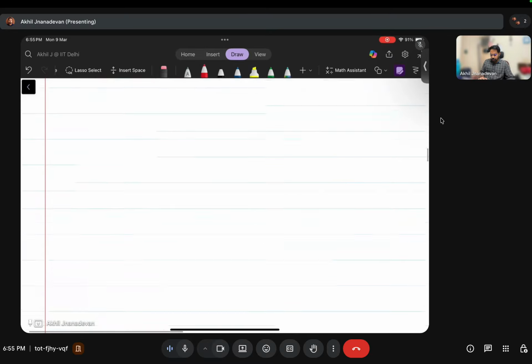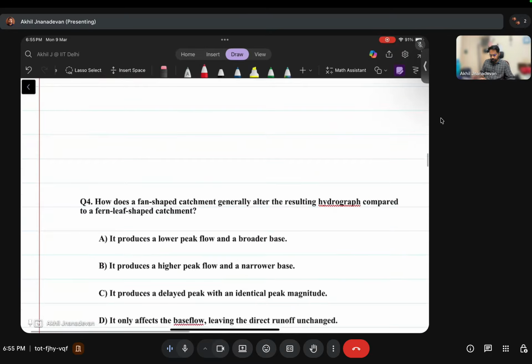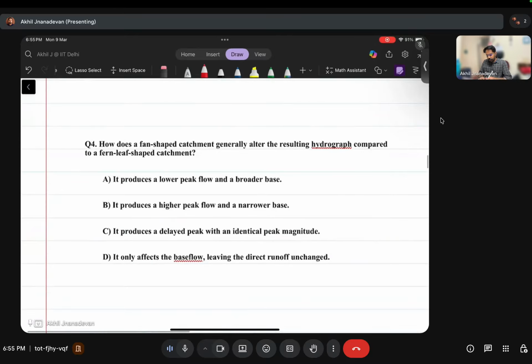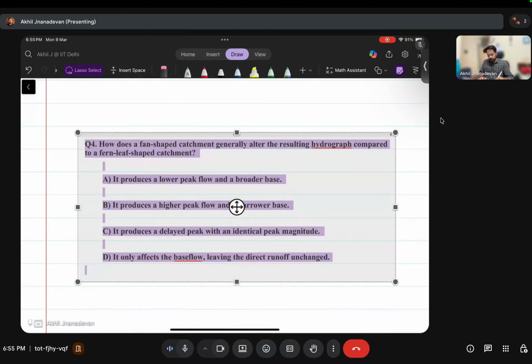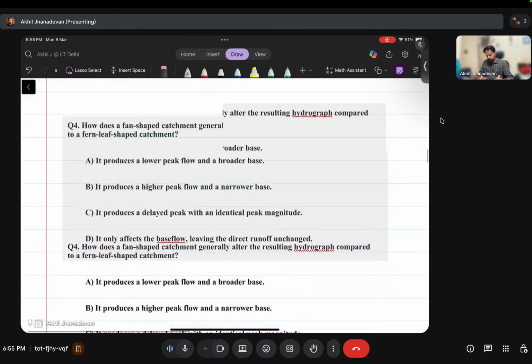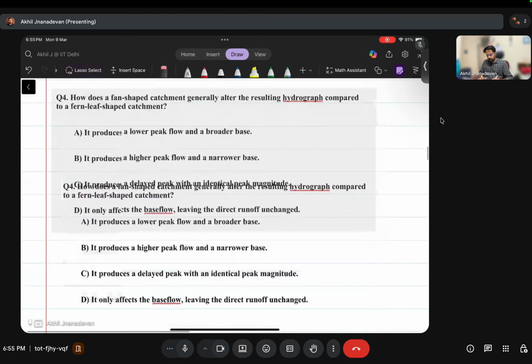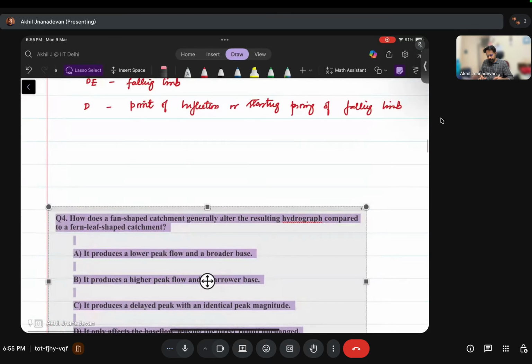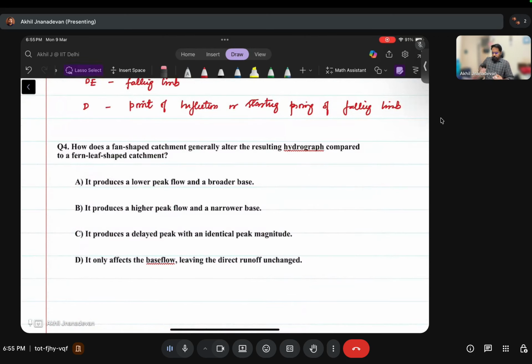Okay, so now we can move to the fourth question. That is also related to the streamflow hydrograph, or the surface water flow representation. How does a fan-shaped catchment generally alter the resulting hydrograph compared to a fern leaf-shaped catchment? So they are asking, based on the physical property, the shape of the catchment, how the outlet streamflow hydrographs will be different.